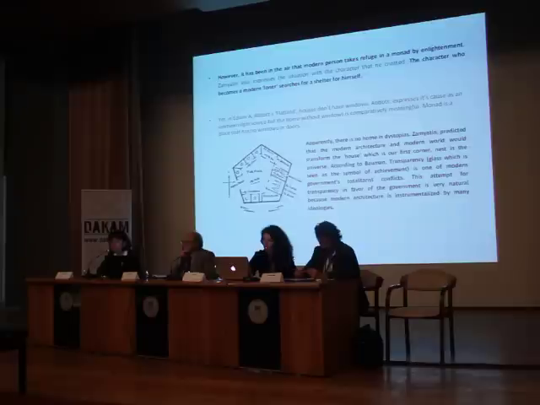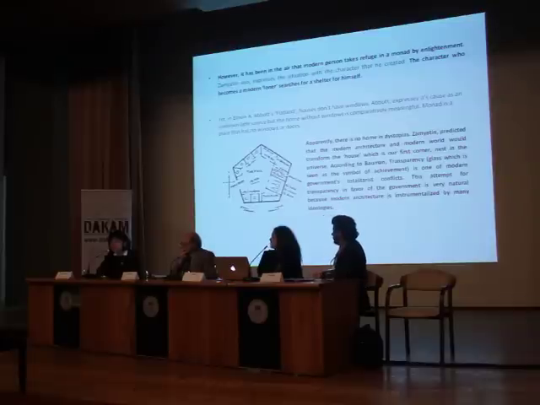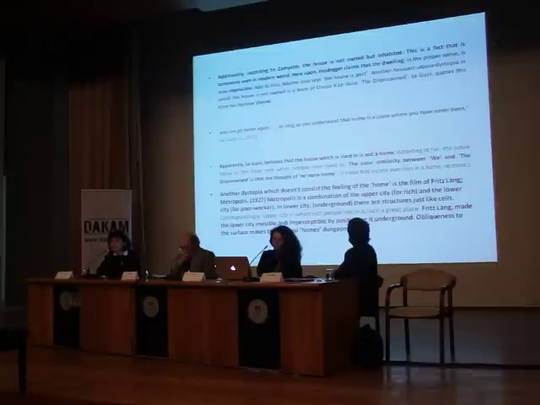Zamyatin predicted that modern architecture and the modern world would transform the house, which is our first corner, our first nest in the universe. And according to Bauman, transparency is one of the modern government's totalitarian conflicts. This attempt at transparency in favor of the government is very natural because modern architecture is instrumentalized by many ideologies.